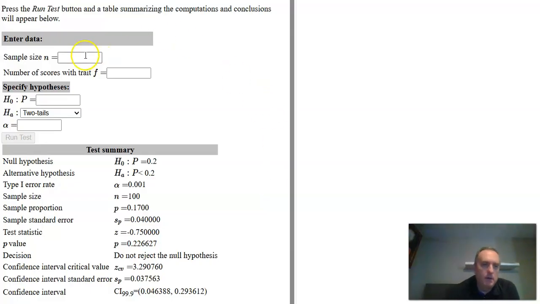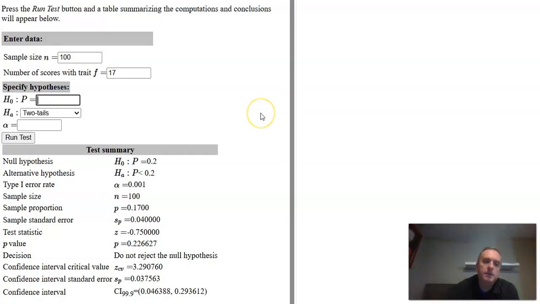This is our hypothesis test for a proportion calculator. The sample size was 100, and it wanted the number of scores with a trait that we're looking for, in this case, men that own cats. The proportion of men that own cats is 17%, so 17% out of 100 is just 17, so I'm just going to enter that in there.